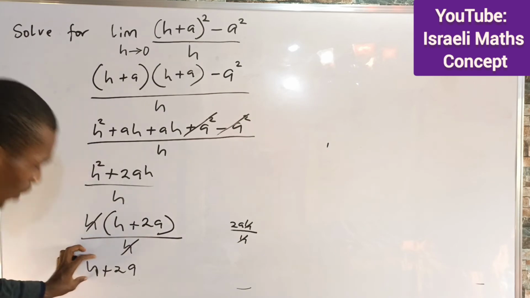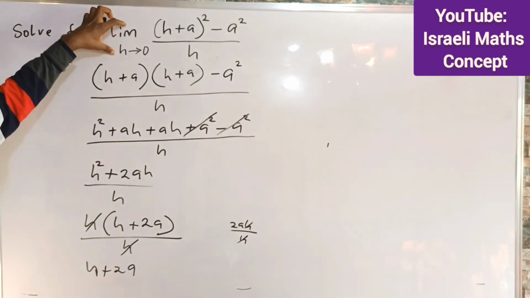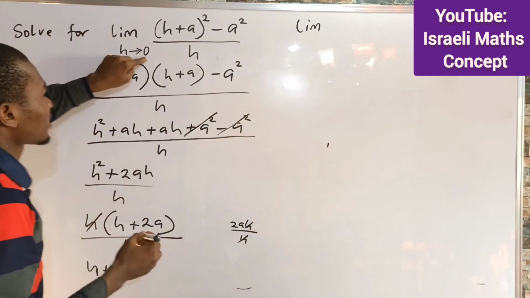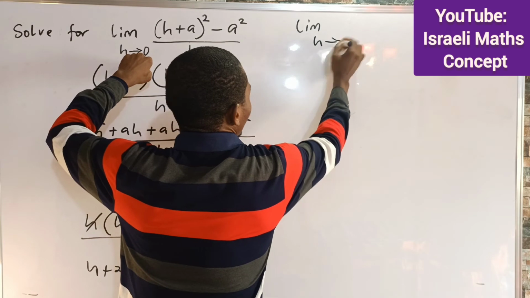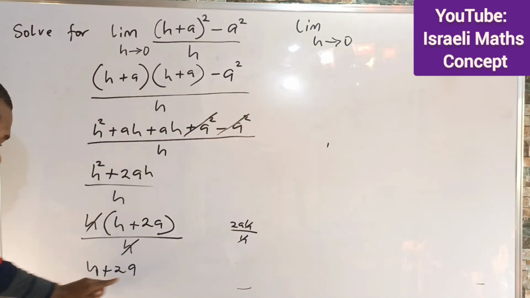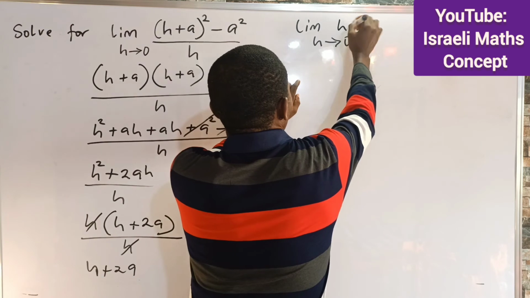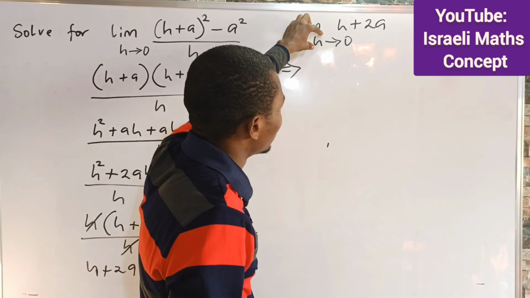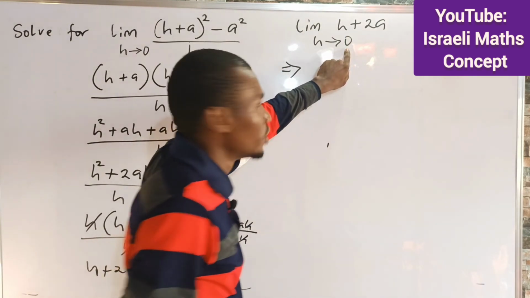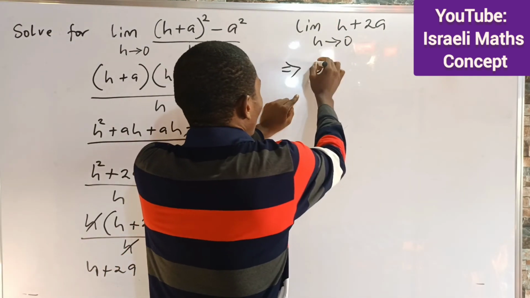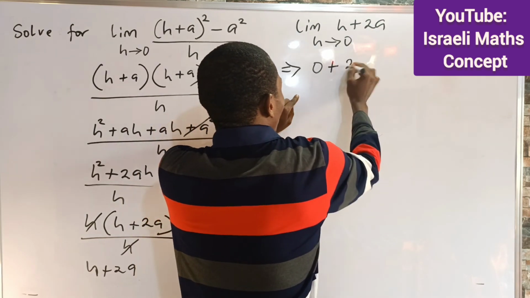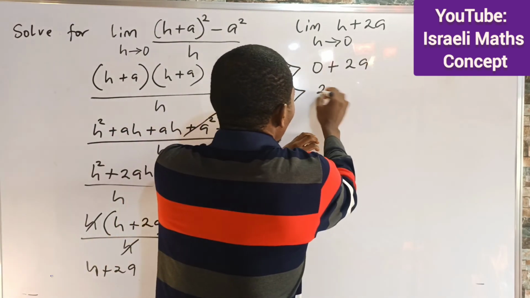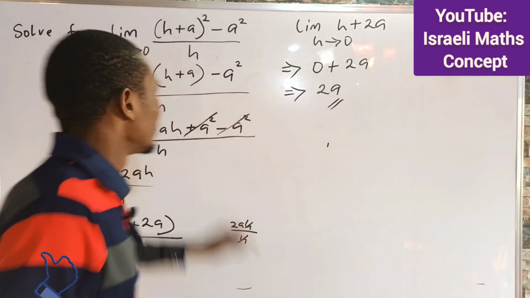Basically, this is not our answer. Remember, we are dealing with limit. Then we say that the limit as h tends to 0 of h plus 2a, we now imply, remember, wherever we see h now, we replace it with 0, such that h now will be 0, then plus our 2a. And this implies that 0 plus 2a will give us 2a. So this is the value for this given question.